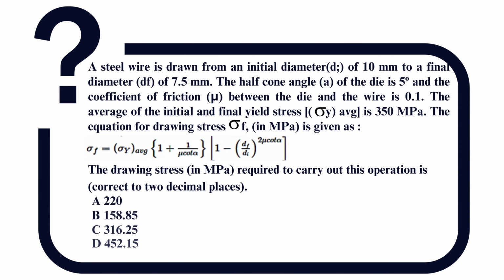Question is, a steel wire is drawn from an initial diameter di of 10 mm to a final diameter df of 7.5 mm. The half cone angle alpha of the die is 5 degree and the coefficient of friction mu between the die and the wire is 0.1. The average of the initial and final yield stress sigma y average is 350 megapascal.